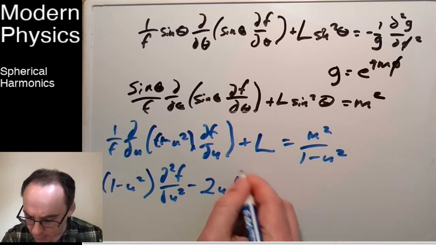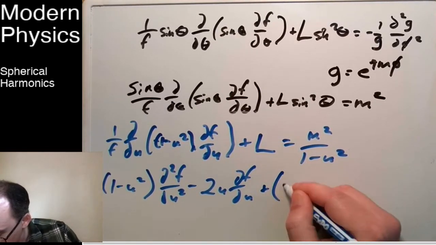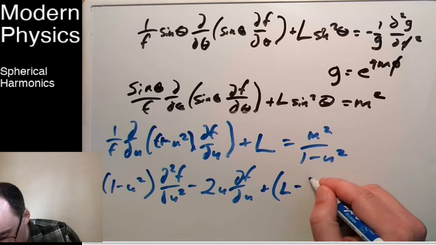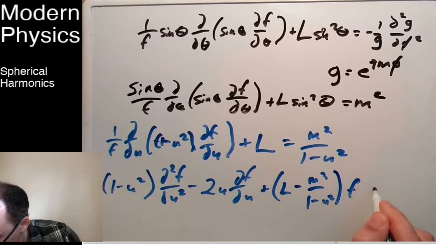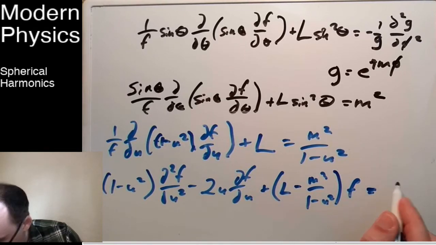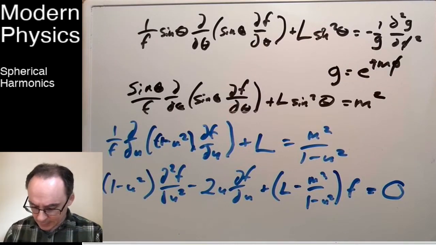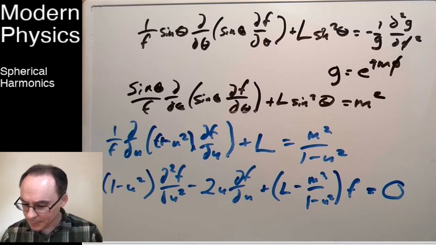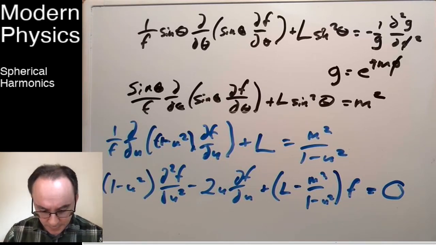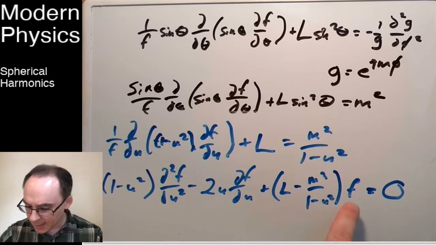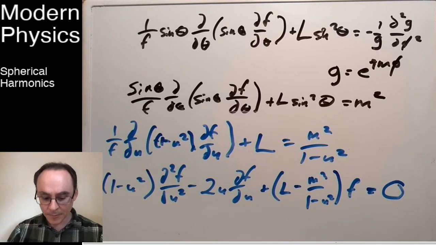Minus 2u partial f partial u plus, now moving all this other stuff to the right-hand side, minus m squared over 1 minus u squared f equals 0. Okay. So where I now get an f because I've gotten rid of this 1 over f in front, and I've done a little bit of other algebra to rearrange things.